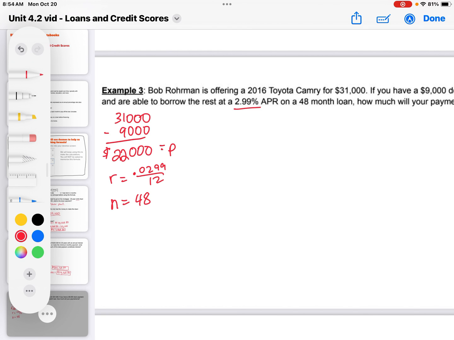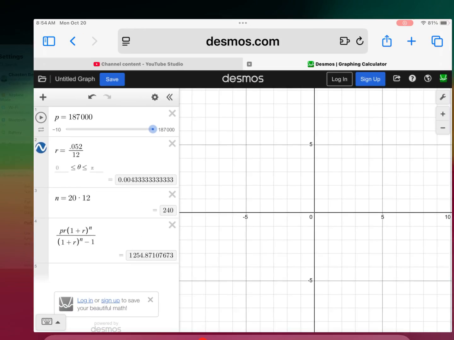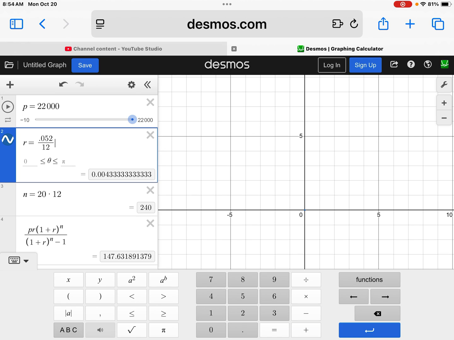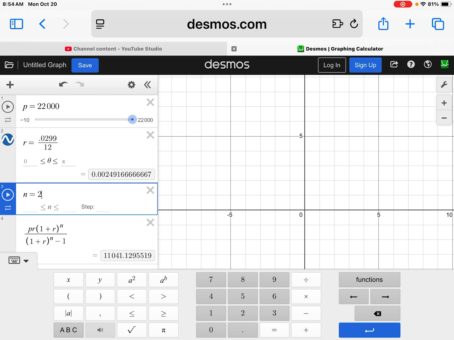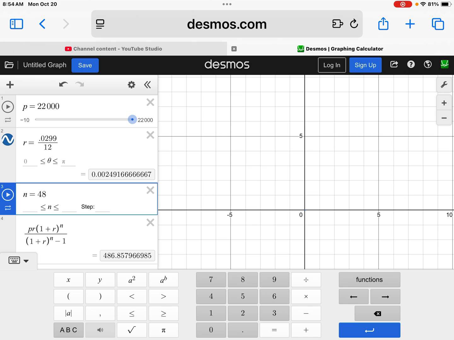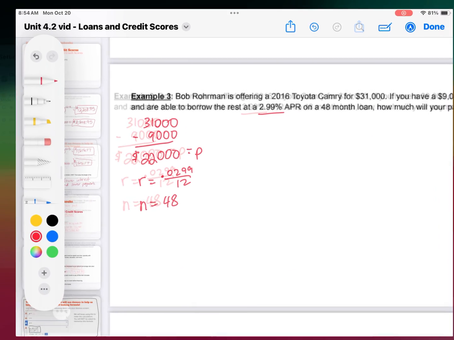This time they're giving us the number of months, so our N is just 48. So I'm going to go back to my Desmos and type in everything here. There we go. They told us directly it was 48. My car payment is going to be $486.87. So $486.80. I'm sorry, I said that wrong. $486.86.